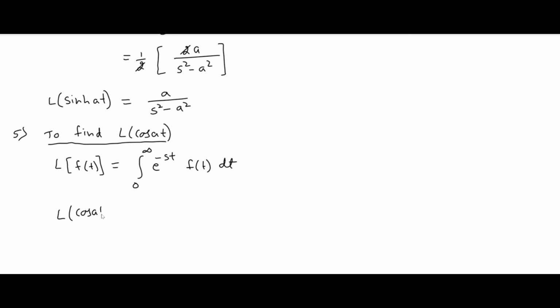So f of t in this case is cos at. So I'll just replace f of t as cos at. So we get L of cos at. So the value of f of t is cos at. Right hand side you have integral 0 to infinity e power of minus st, f of t value is cos at, into dt.